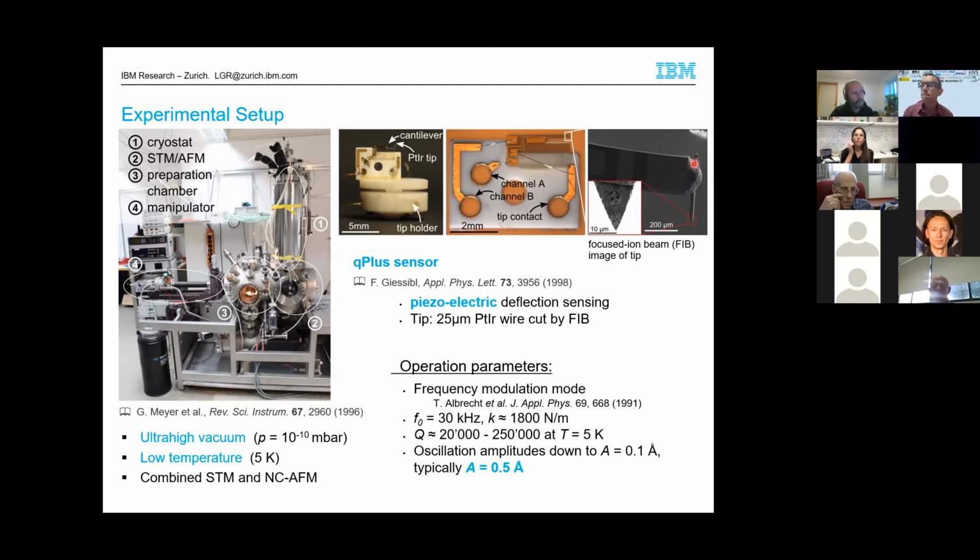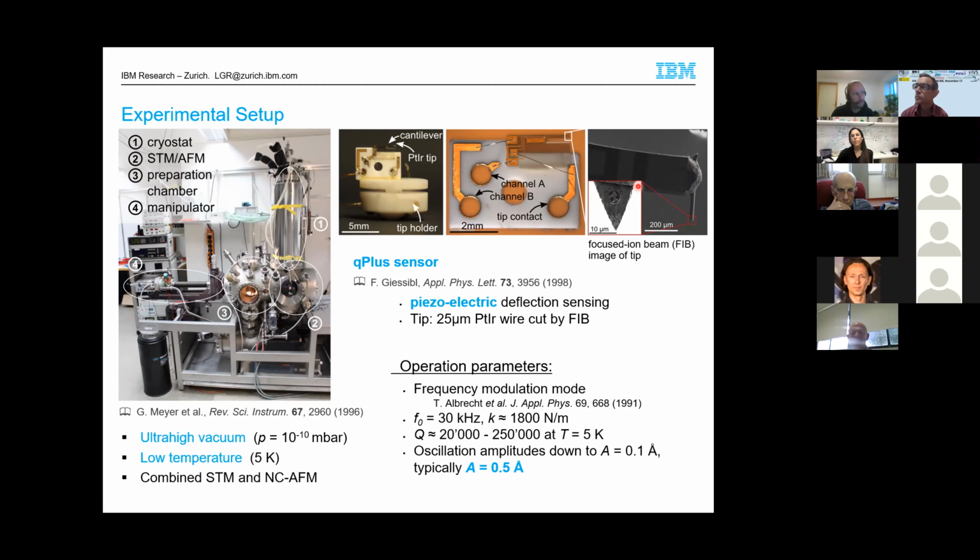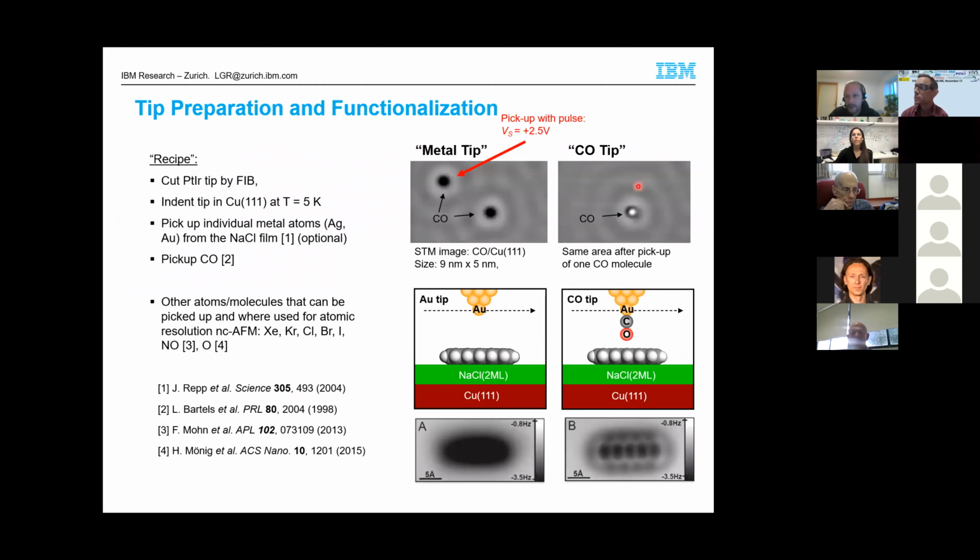And then, in the end, we have a tip. We use a focused ion beam to first cut off our tip and shape it roughly. And then the most important step probably, and this is really what gives you the high resolution, is to pick up dedicated atoms or molecules to functionalize your tip. And what we use a lot are CO molecules for tip functionalization. So here you see two CO molecules on the surface. And when we pick one up, you see the other one has somewhat changed in appearance.